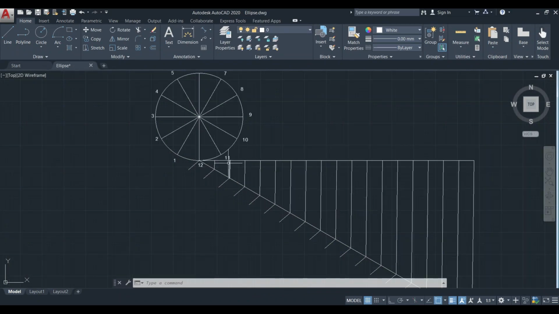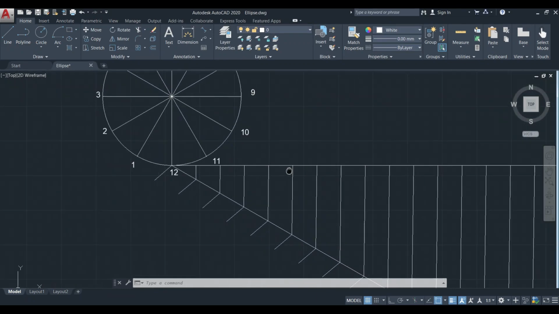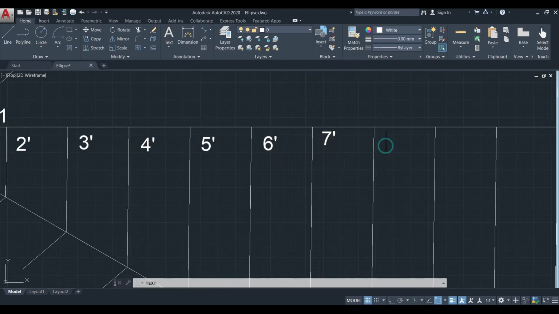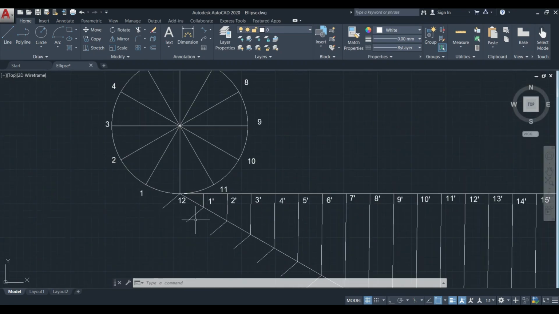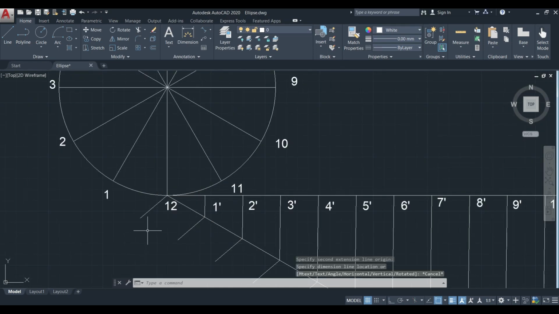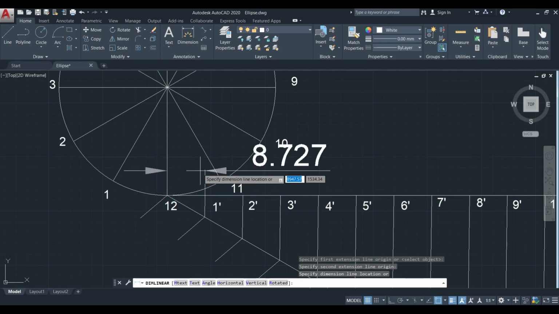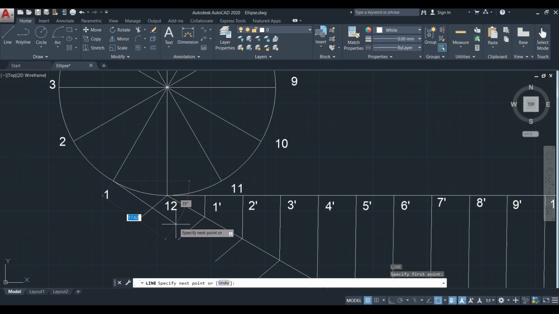So we have to mark different points on the divisions of the horizontal line. Then we have to draw different tangents to the circle as in the previous question. First, measure the distance between points 12 and 1 dash here. This is 8.727 mm. So with that particular distance, draw a tangent to the circle at the point 1.